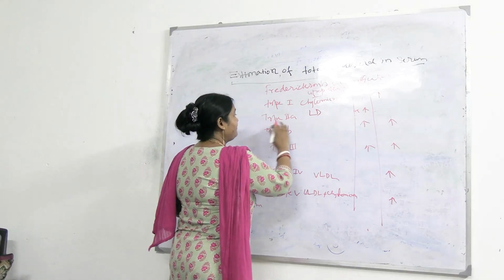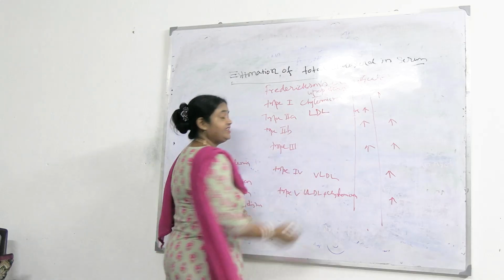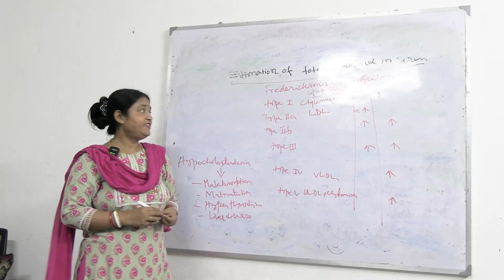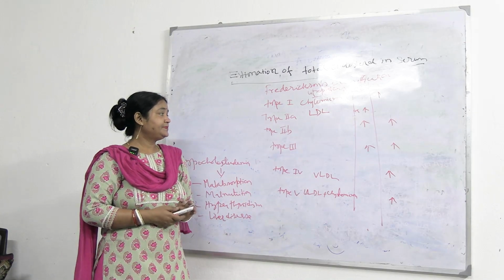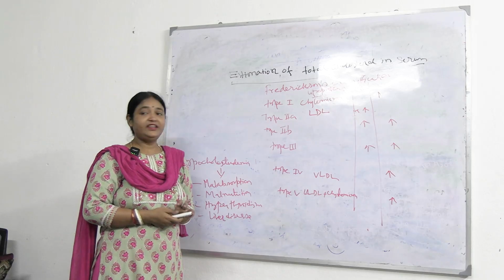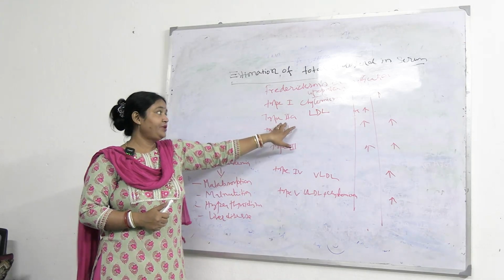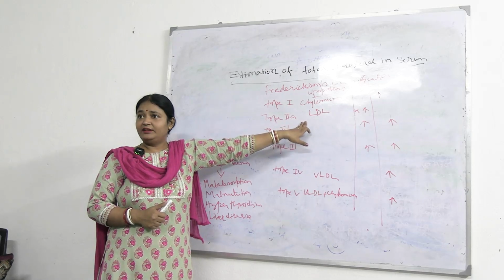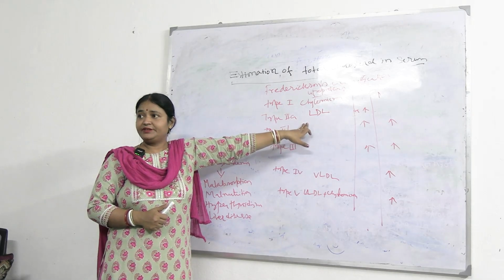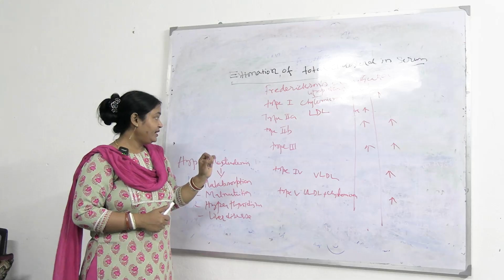Here it will be hypercholesterolemia, there will be increased LDL. Here there is an LDL receptor defect, and increased ApoB also will be there. So type 2A will have increased LDL lipoprotein. Here only LDL.